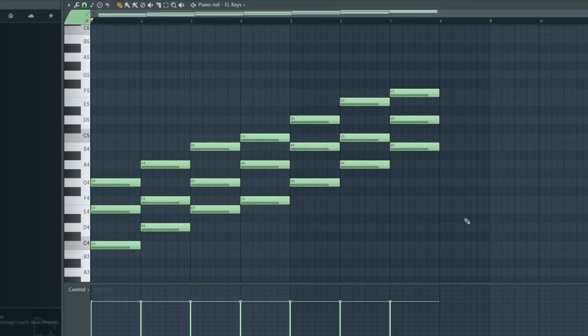For simplicity, let's start with the C major scale. I have the diatonic chords of the scale laid out. For happy progression, we'll choose the major chords in the major scale, which are the first, fourth, and fifth degree.